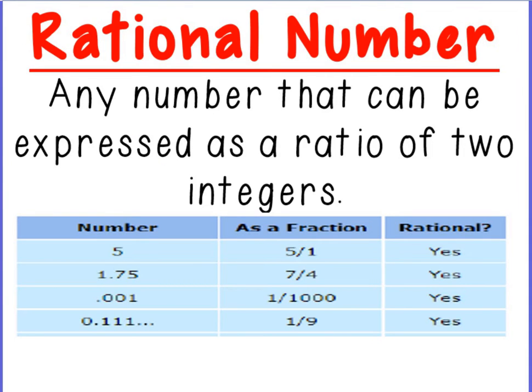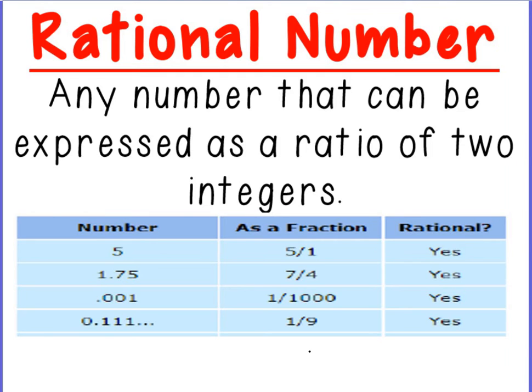All right, so first we need to know what a rational number is. A rational number is any number that can be expressed as a ratio of two integers. So basically, it can be written as a simple fraction. Now, there are decimals that repeat and go on forever. There is a way to change those into a fraction. We're not going to go over that just yet. I'm just going to ask that you trust that if a decimal repeats, it is a rational number.